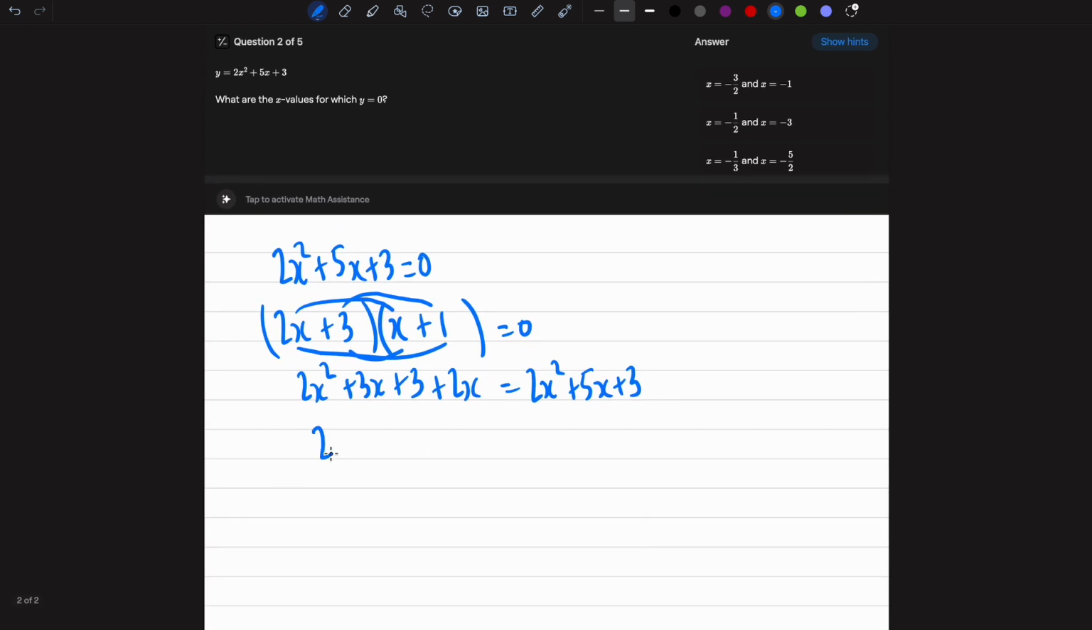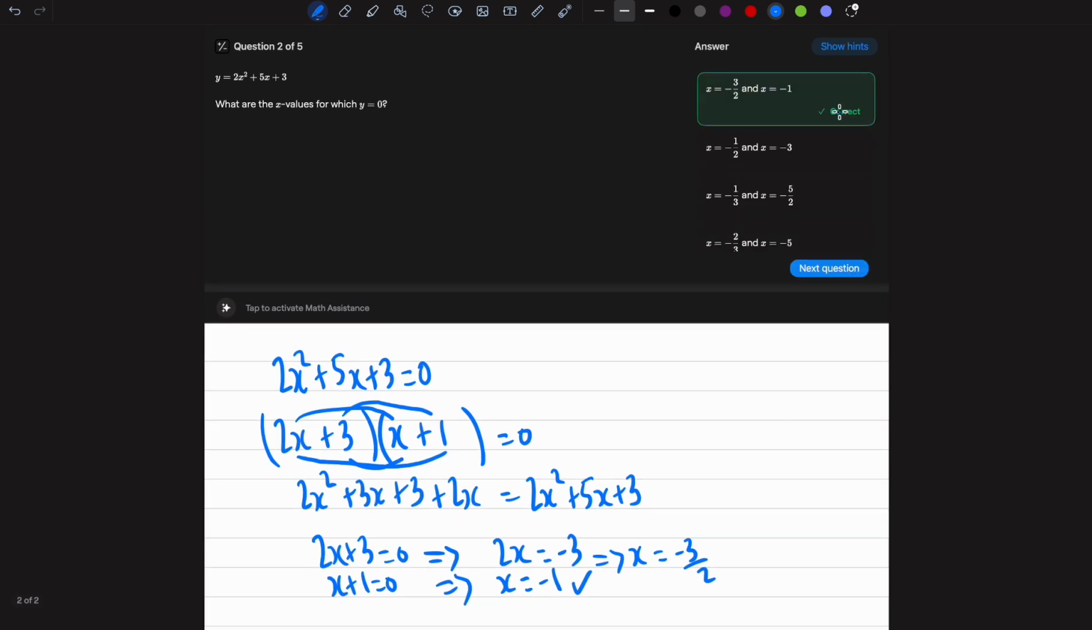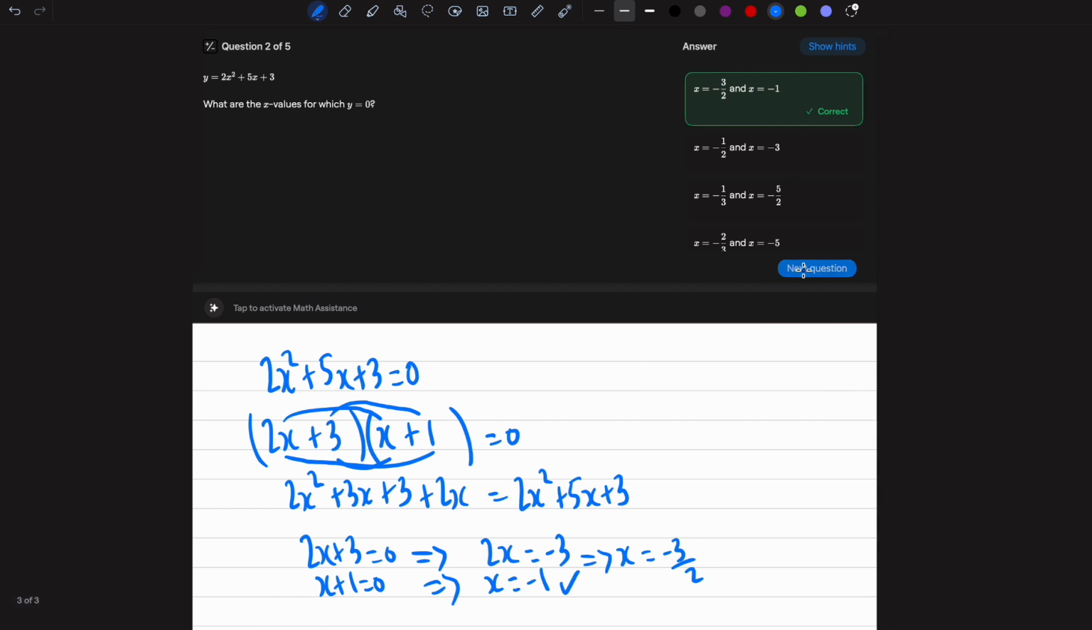So that means that either 2x plus 3 is equal to 0 or x plus 1 is equal to 0. Well, in both cases, we just need to rearrange using very simple algebra. And over here, we'll get 2x is equal to negative 3. And over here, we will get x is equal to negative 1. So we have one of our answers. And for this, 2x is equal to negative 3, all we do is divide by 2 on both sides. So I end up getting x is equal to negative 3 over 2. So our answer should be negative 3 over 2 and negative 1. And is that any of the options? That's the first option right there. So let's see if that's correct. And that's correct. Let's go to the next question.